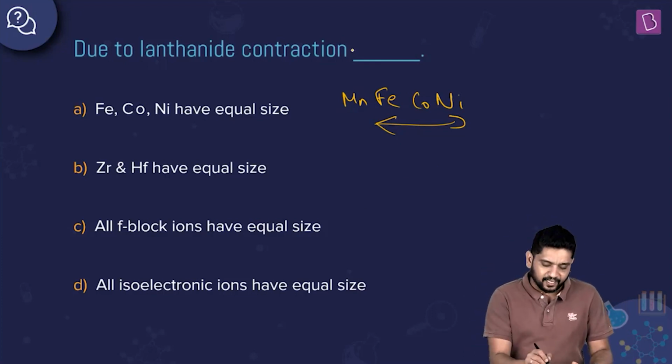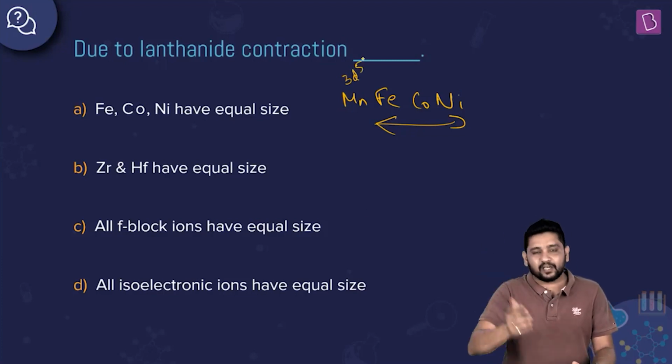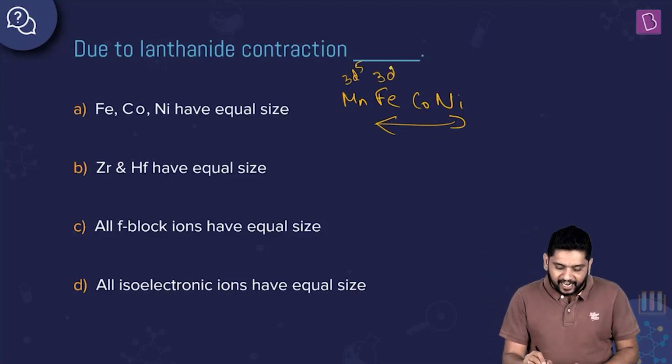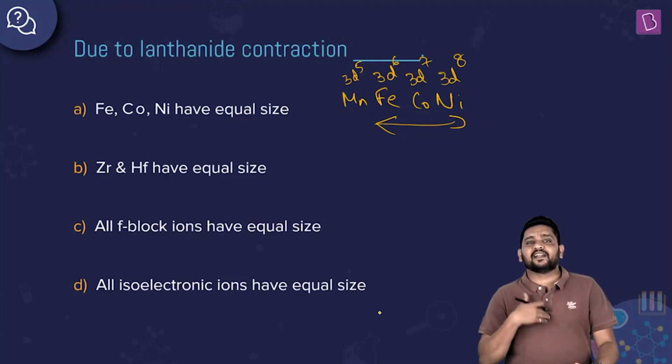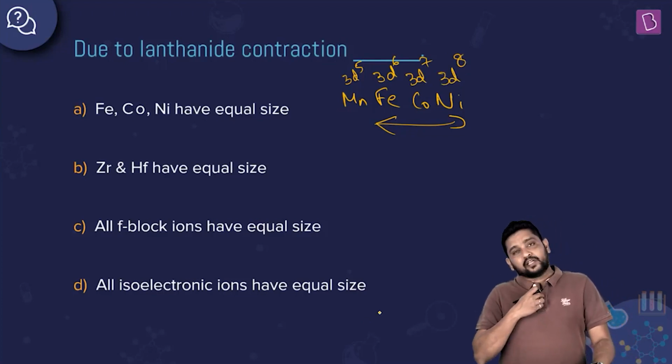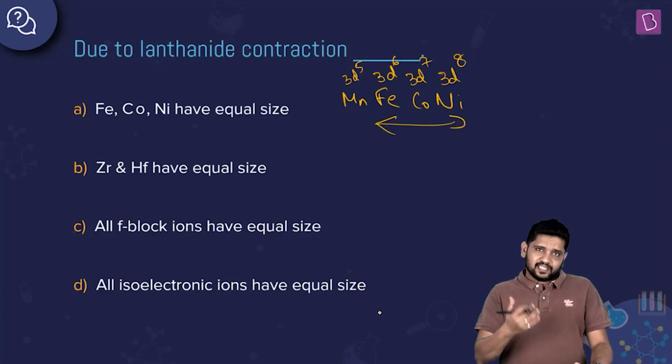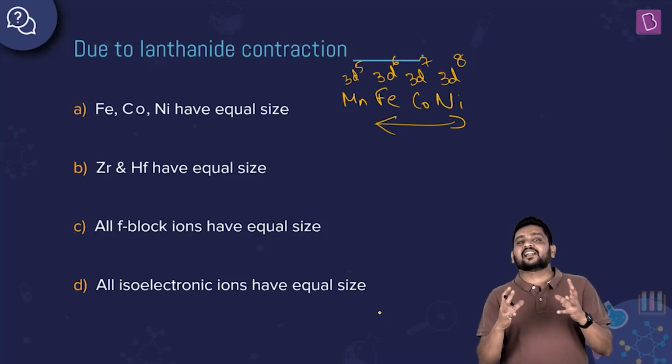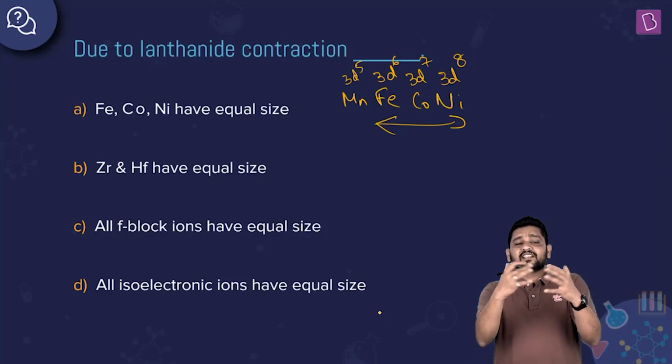On going from left to right, ideally size is supposed to decrease. But what happens is that beyond manganese, we know manganese has an outermost 3D configuration of 3D5. Iron, you see 3D6. Cobalt, you see 3D7. Nickel, you see 3D8. Which means that one by one, the orbitals are getting paired, right? So d orbitals do have poor shielding, but still understand that this is like an inner shell that we are talking about. The outermost shell is still your fourth shell.